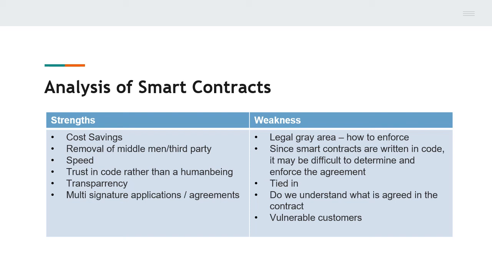So let's say I'm vulnerable. I'm not of sound mind when I sign the agreement for whatever reason that might be. I then could have tied myself into a long-term agreement, which is not desirable for me. And because it's a smart contract, I might have no way of unwinding that. So there are quite a few questions.